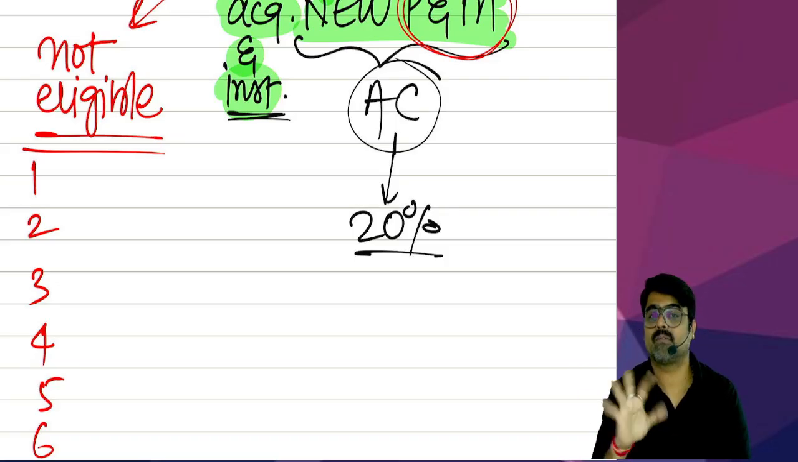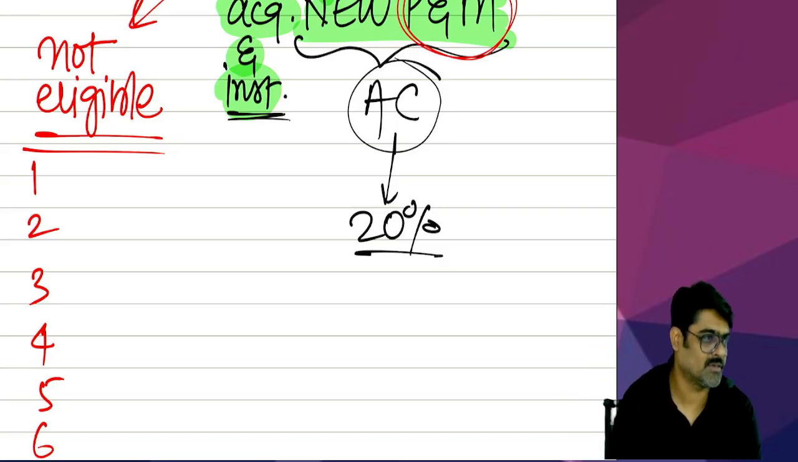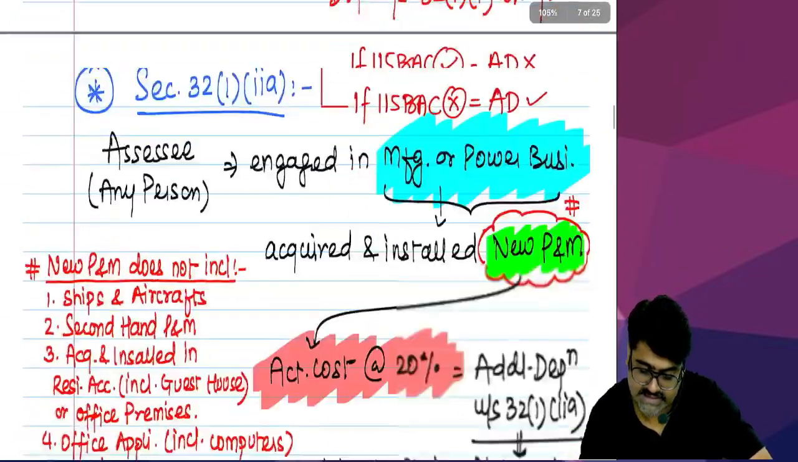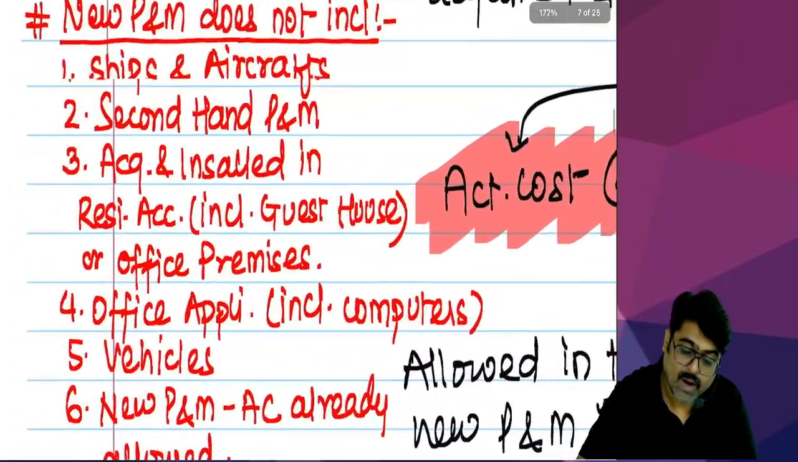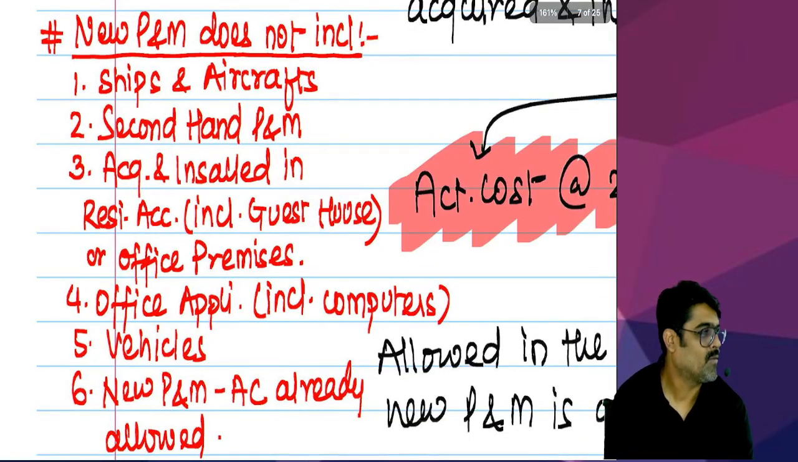Now, which plant and machineries are not eligible? You want to see the names? But you will have to remember those names. Come on, let's see. Which are the plant and machinery? Number 1.